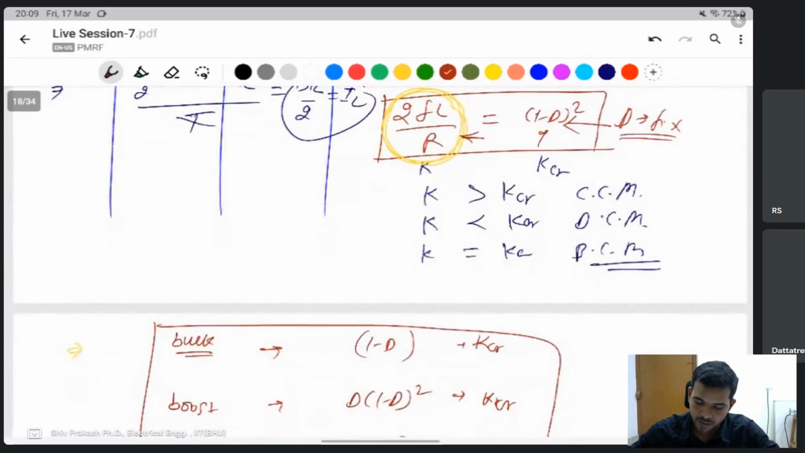Now my question is: a single controller which is designed for buck, boost or buck boost, and I am operating in continuous conduction mode. Will the same controller compensation work for CCM and DCM also?